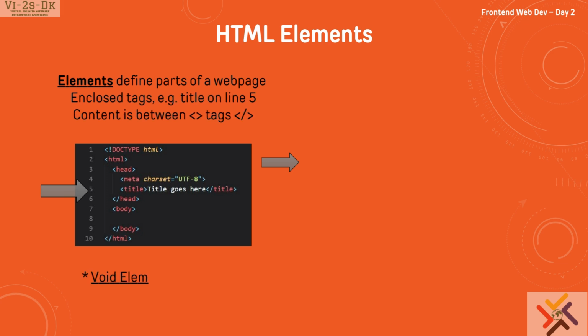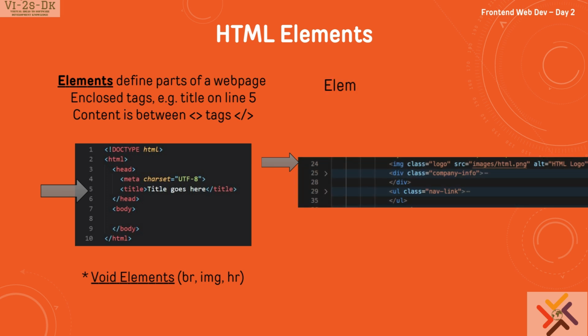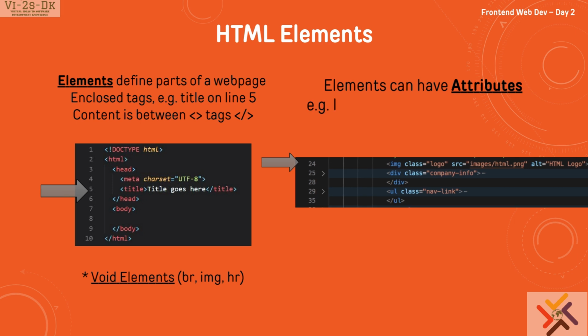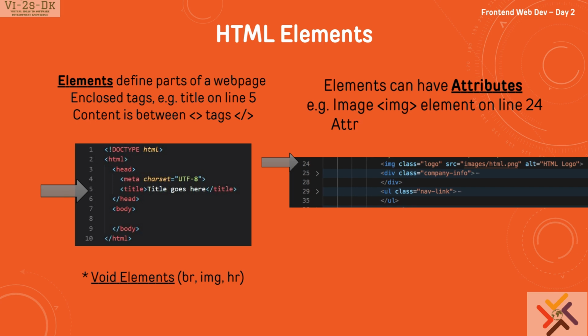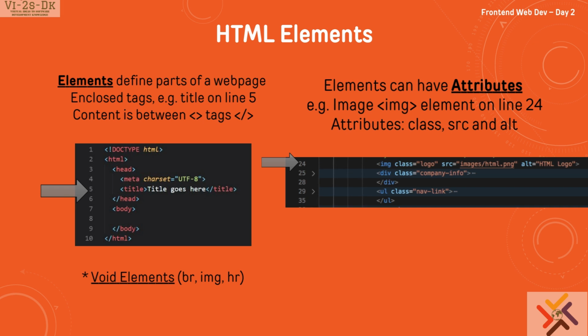The elements usually have an opening and a closing tag, and the content is in between those tags. Some elements have only one tag, which are called void elements. But we also have attributes within elements which help to provide it with additional information. Like an image will need additional information about the source or the alternative text.